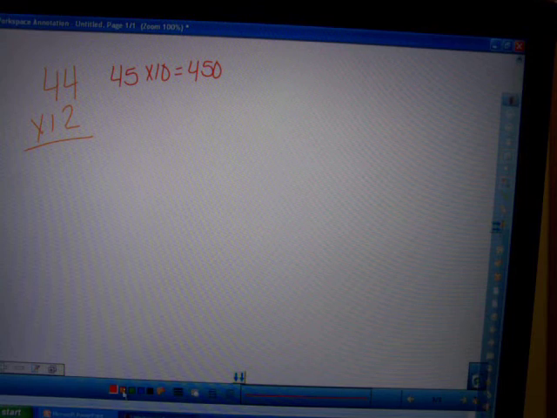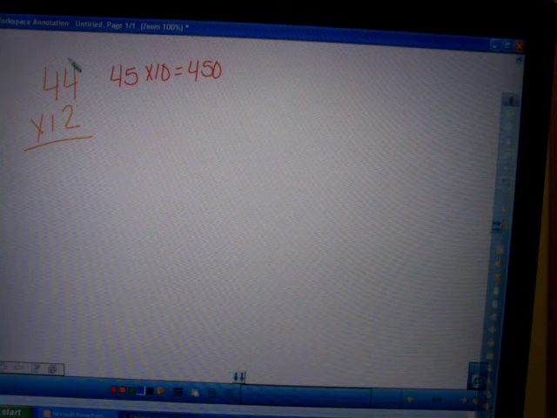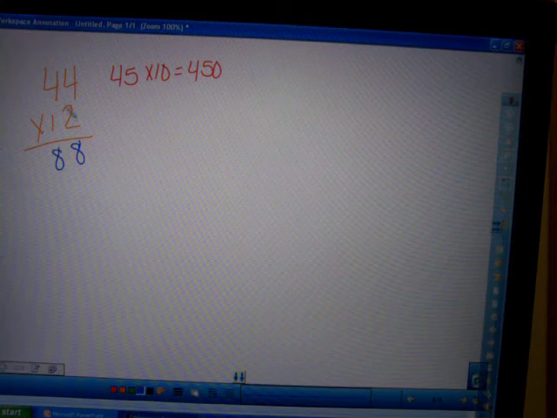So now when I go through and multiply my algorithm out, first I'm going to do my ones, just like I did when I was doing one-digit numbers. I'm going to multiply 4 times 2 first, and that's 8. And then I'll multiply 4 times 2 again, and that's 8. So when I think about it, 44 times 2 is 88.